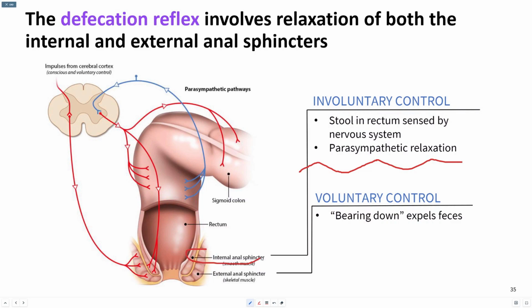This internal smooth muscle begins to relax. What's keeping the fecal matter in is the external anal sphincter. This is what's bearing down. Eventually, when you're sitting on a toilet, this will then contract and allow pushing of the fecal matter. So it does involve the parasympathetic pathway to trigger.